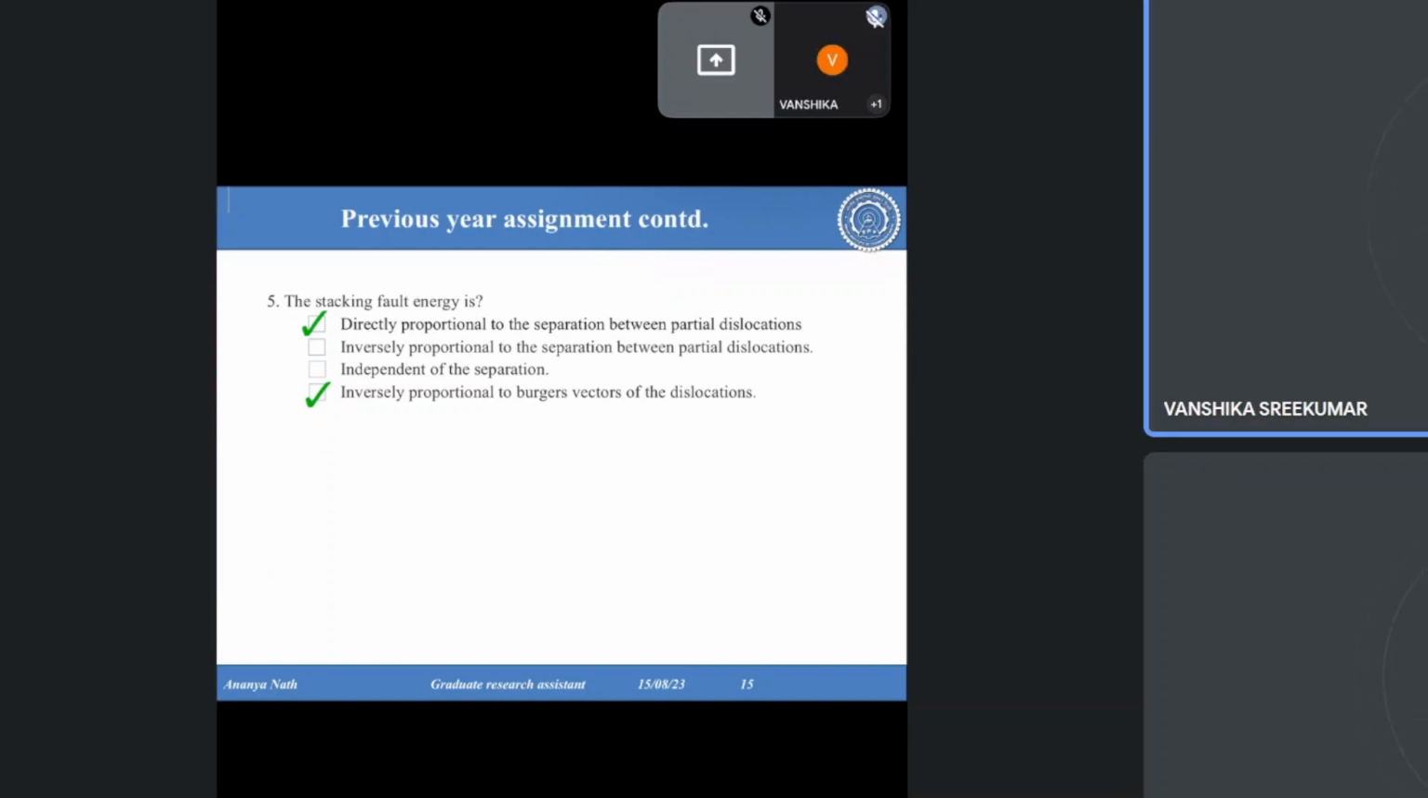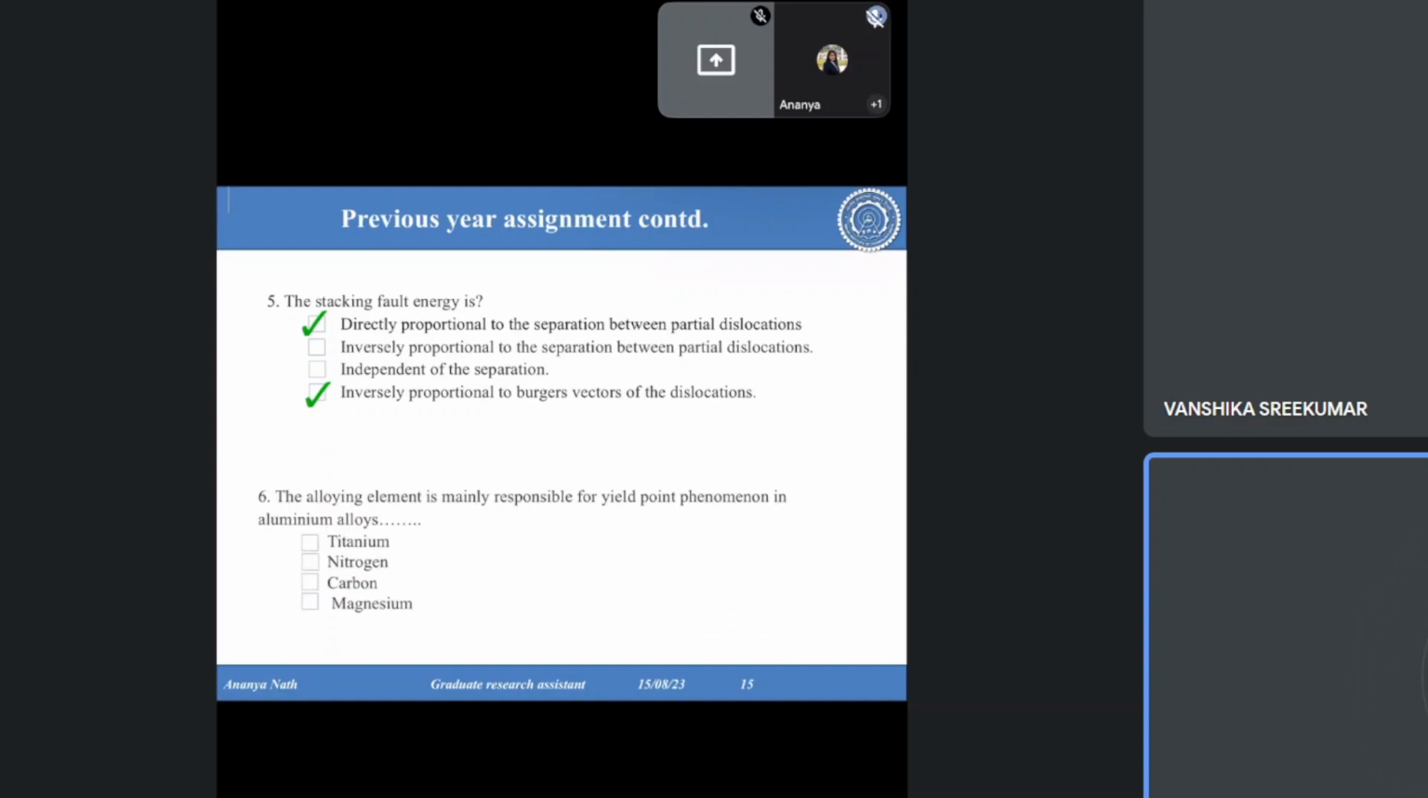This should be the second option, inversely proportional to the separation between partial dislocations. So anyway, the sixth number: the alloying element mainly responsible for yield point phenomena in aluminum alloys. Which one? Magnesium. Yeah, it was pretty good.